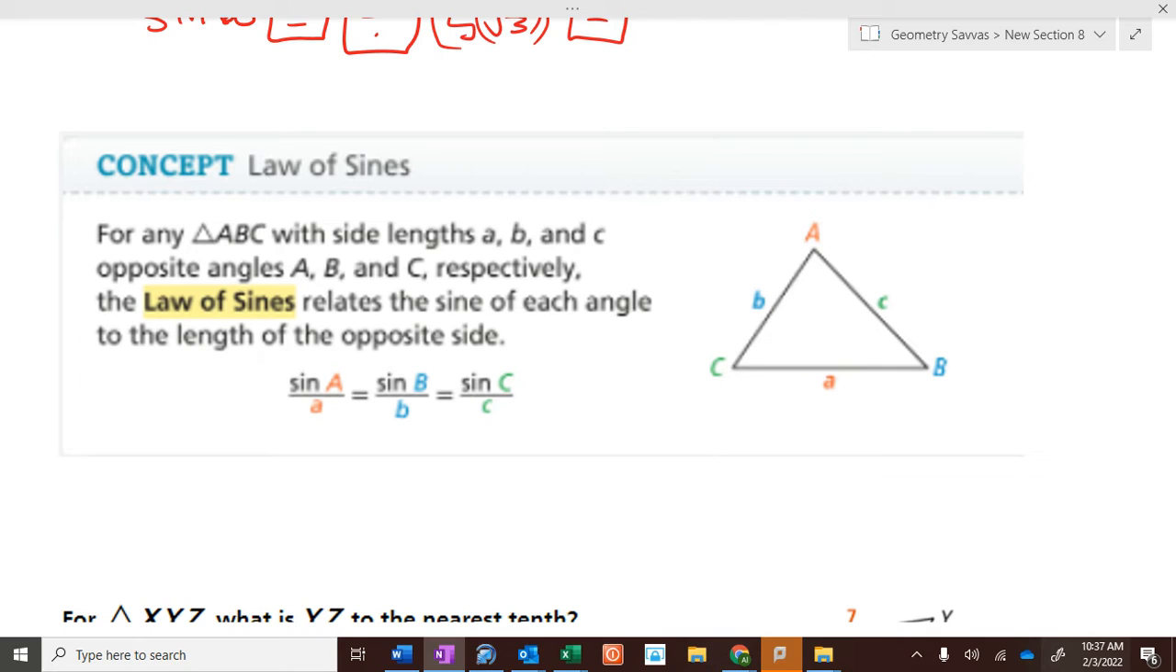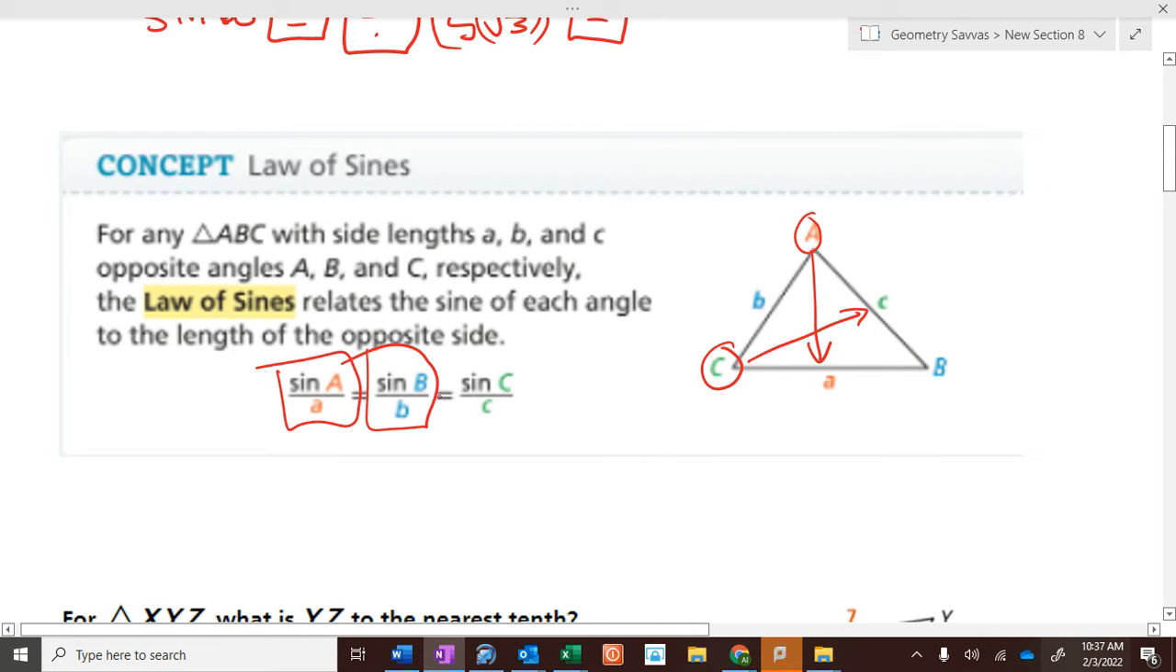For any triangle with side lengths of a, b, and c, and its opposite angles are capital A, capital B, capital C, that is very important for this. Whatever the angle is, its opposite side is the same letter, only a small letter. Okay? The sine of A over a equals the sine of B over b, which equals the sine of C over c. So if you have opposites, you can figure out any side or any angle of a triangle.